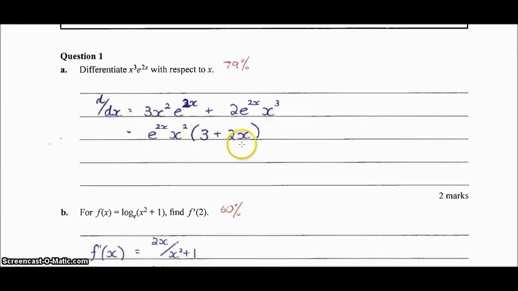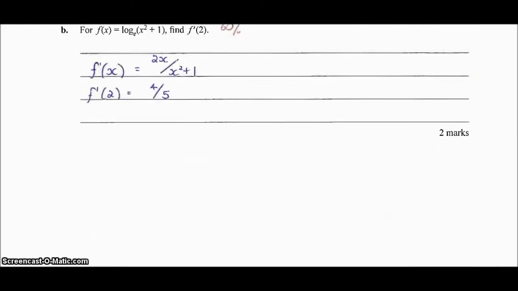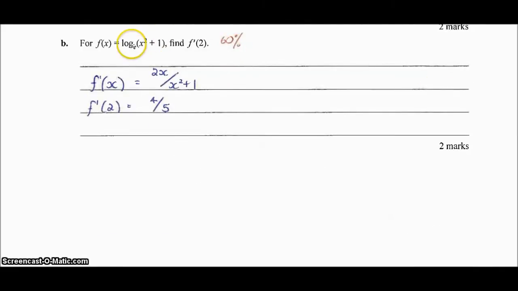But you could factorize it if you wanted. I wouldn't necessarily do that, just in case you make a mistake, in which case you'll lose the marks. Alright, part B, log of x squared plus 1. To differentiate that, we'll need to use the chain rule. If you differentiate what's inside the brackets, you get 2x. So the chain rule will give you 2x times 1 on x squared plus 1, which is just the same as that. And if we sub in 2, we simplify to get 4/5.